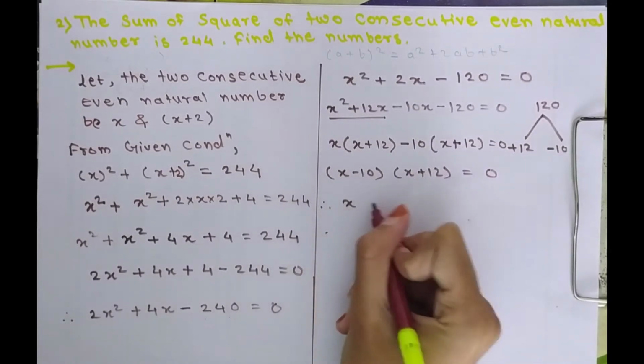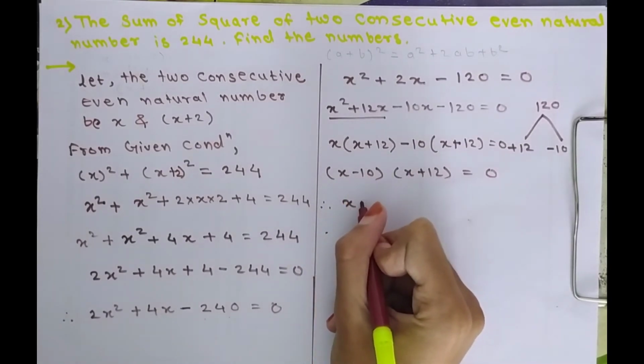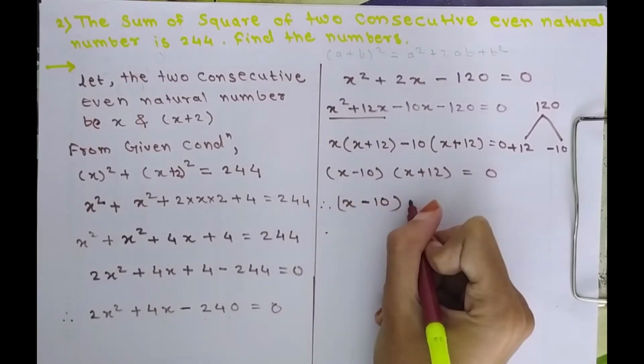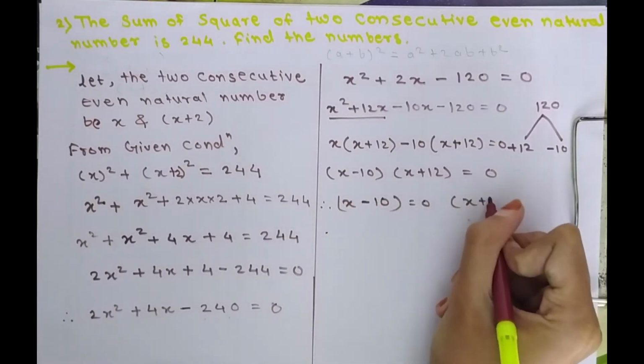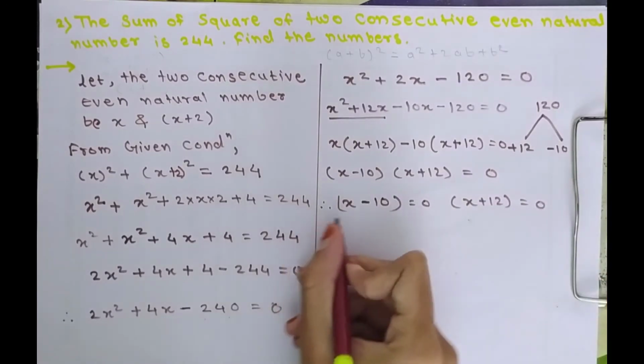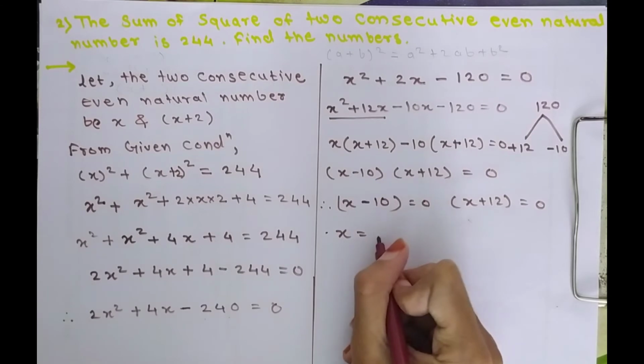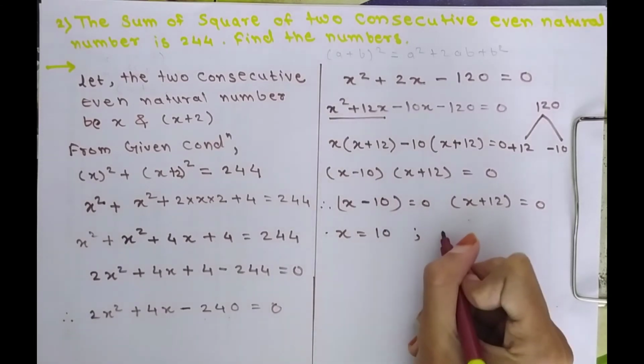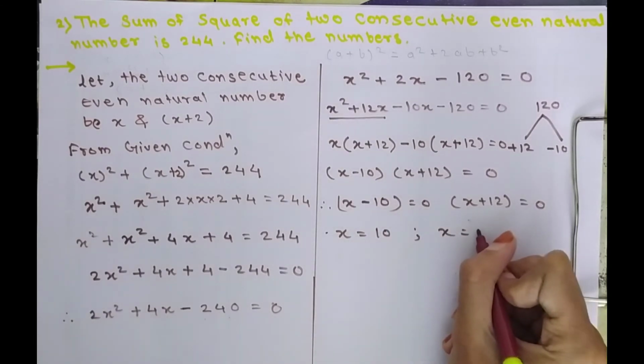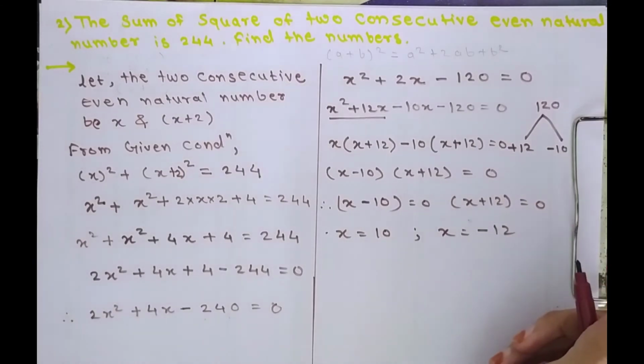Therefore x is equal to... x minus 10 is equal to 0 and x plus 12 is equal to 0. So x is equal to 10, and x is equal to minus 12.